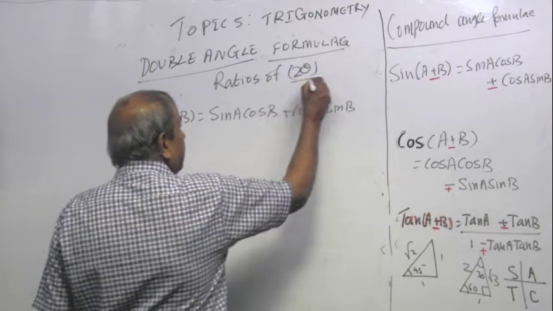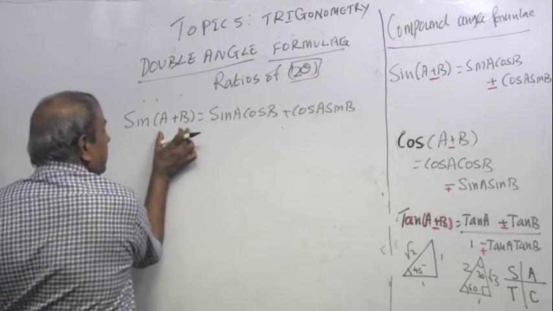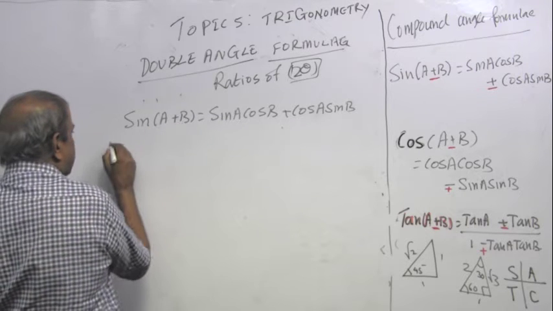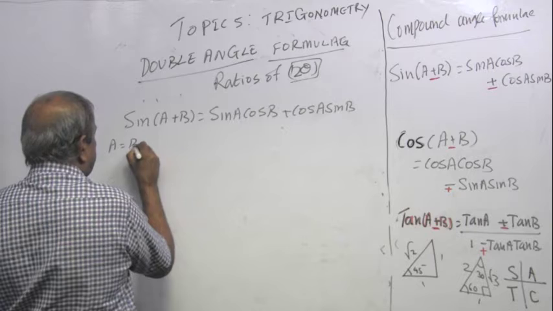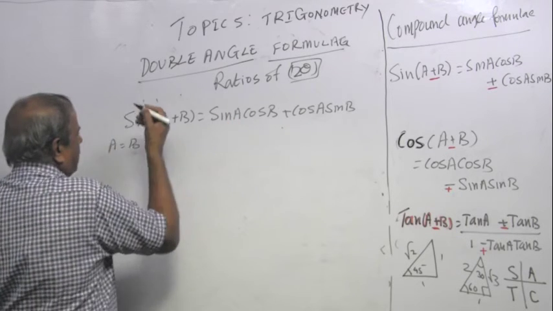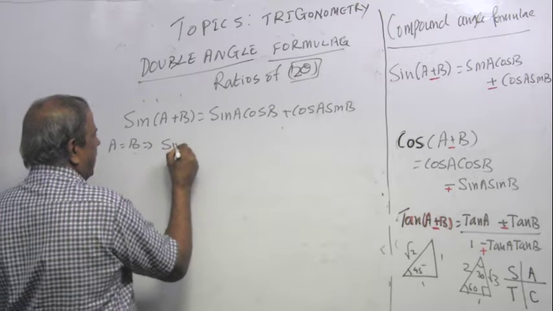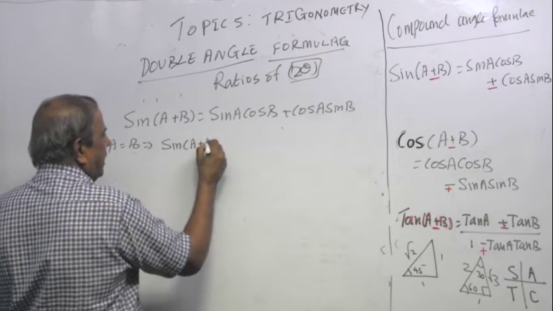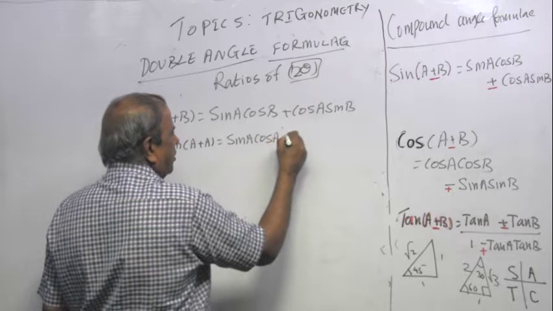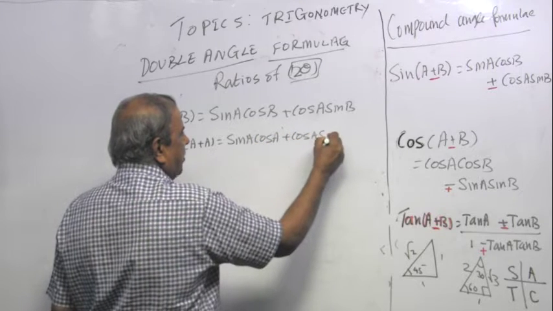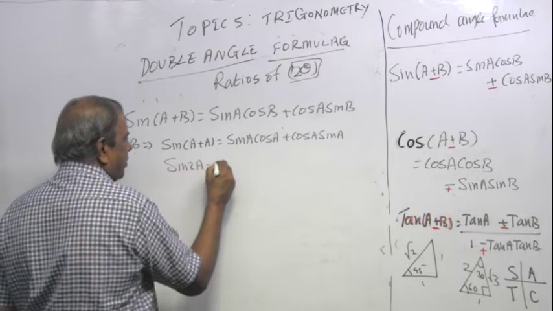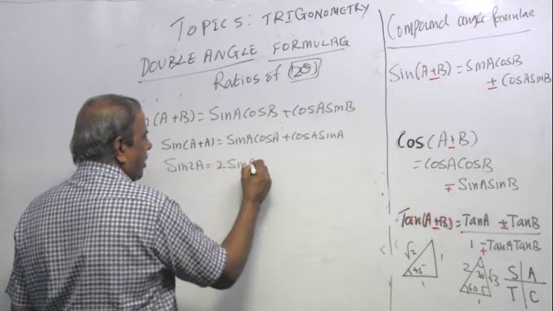I want to get 2 theta. When can I get 2 here? If A is theta, B is theta, that becomes 2 theta. So A equal to B. Should I use 2 theta? A equal to B, that's enough for us. So I get sine of A plus A is sine A cos A plus cos A sine A. In other words, sine 2A is 2 sine A cos A.